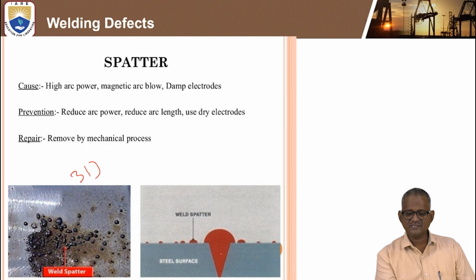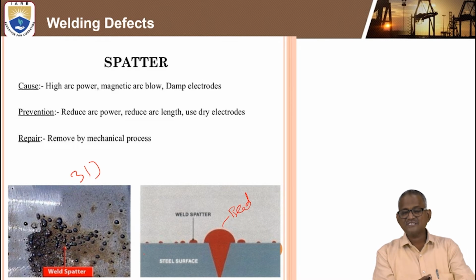there will be a workpiece. You can perform this, how the weld bead forms. This is called weld bead, okay. Weld bead occurs, and the spatter lands on the surface away from where you are performing the welding.